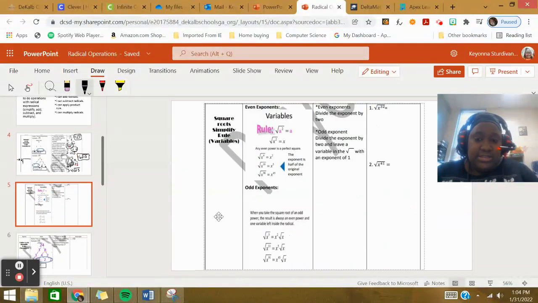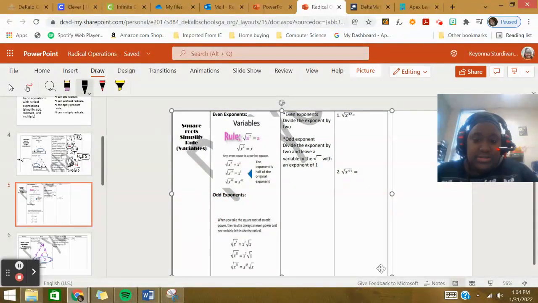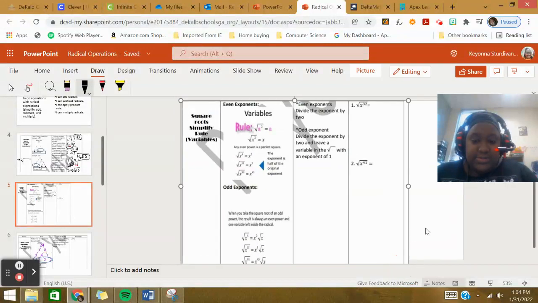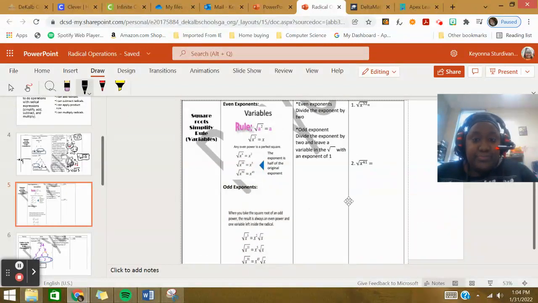Looking at the next section of the graphic organizer, you are given exponents. Now this is technically new because we haven't done anything with exponents last semester. All right, so I'm going to read the rule. It says even exponents divide the exponents by 2. Odd exponents divide the exponent by 2 and leave a variable under the radical and the exponent of 1.